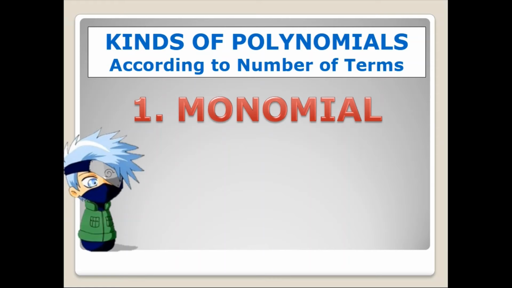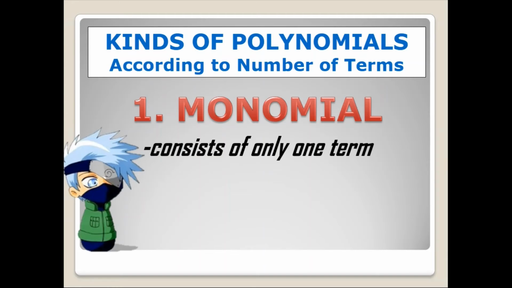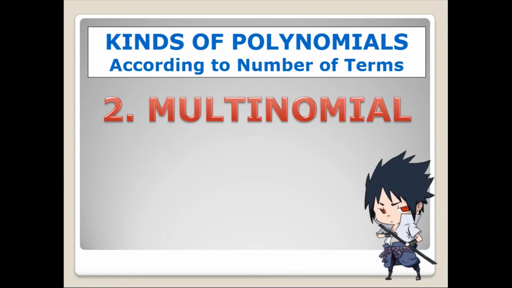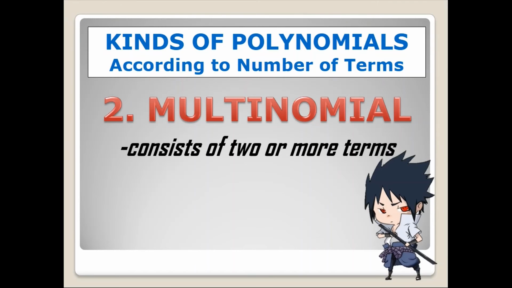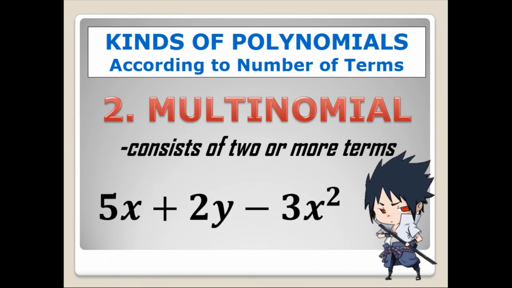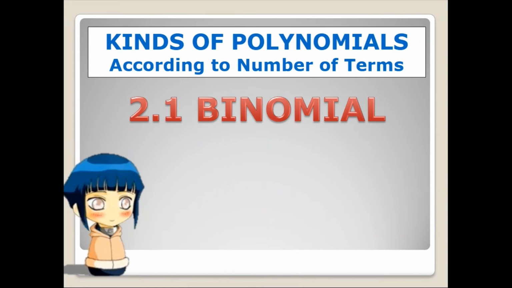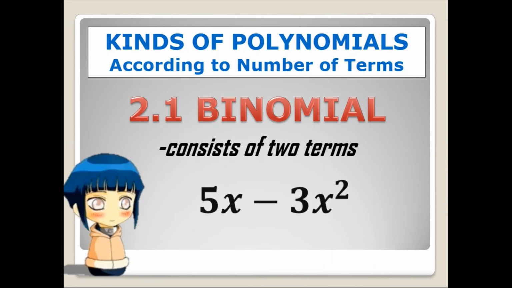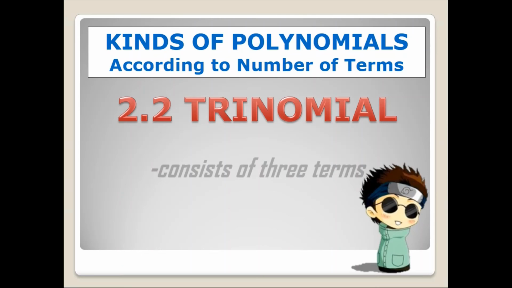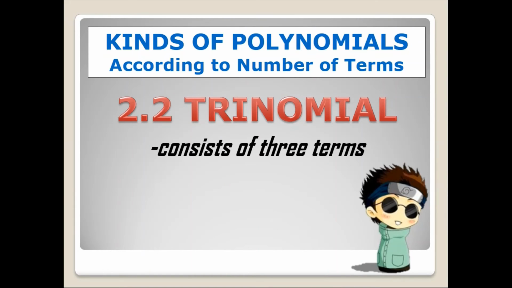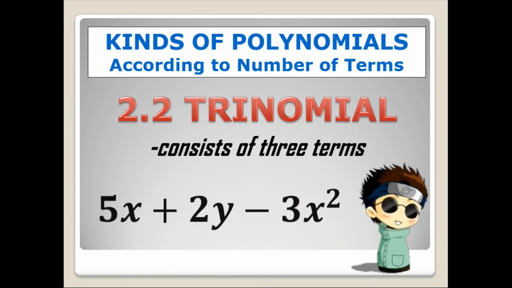Now there are different kinds of polynomials according to the number of terms, so that if there is only one term, you call it a monomial. From the prefix mono, which means 1, there consists only one term in that polynomial. An example of that is 5x. But if there are more than one term, we call it now a multinomial. Look at this example, there are 3 terms, so that's another multinomial. But under multinomial, when you have 2 terms, we call it a binomial. 5x minus 3x squared is a binomial because of the prefix bi. While when we have 3 terms already, we call it a trinomial from the prefix tri, which means 3. An example of that is 5x plus 2y minus 3x squared.